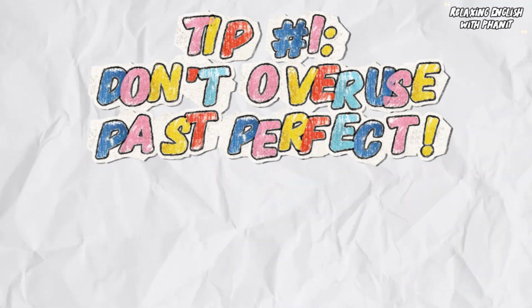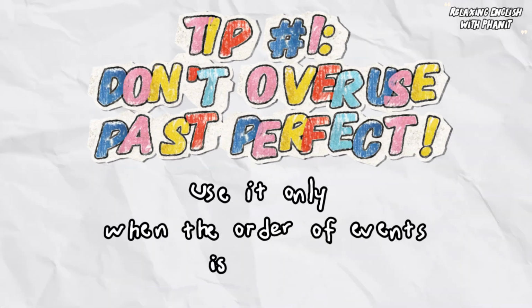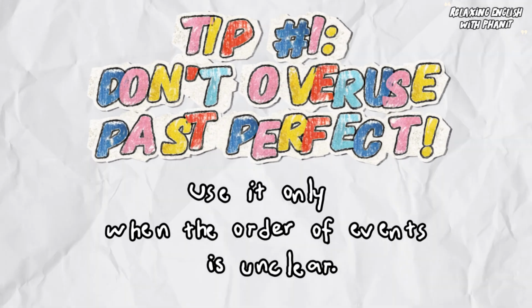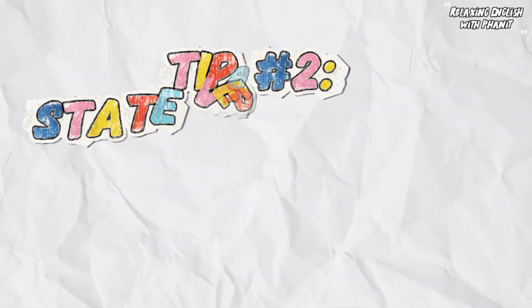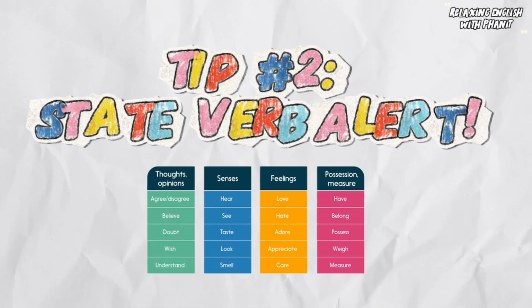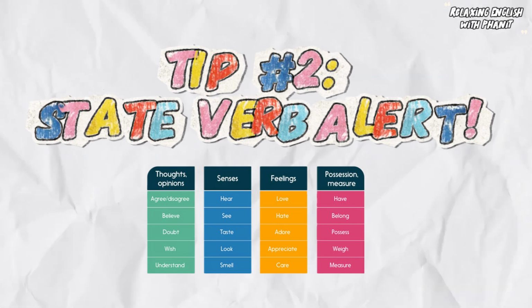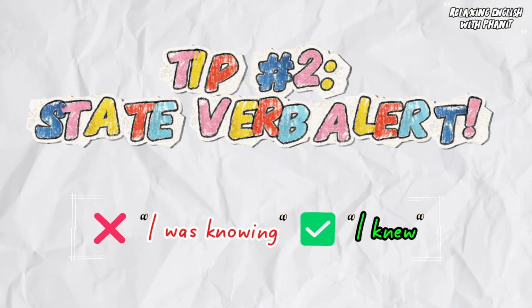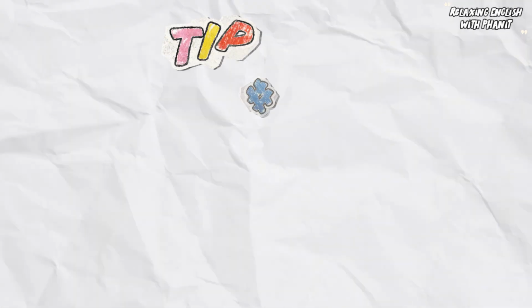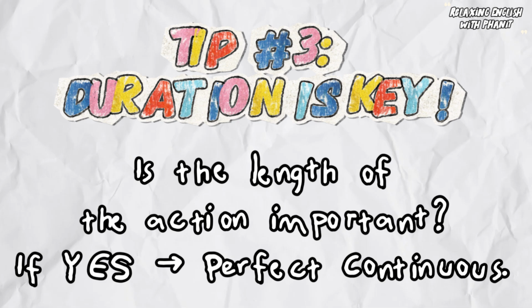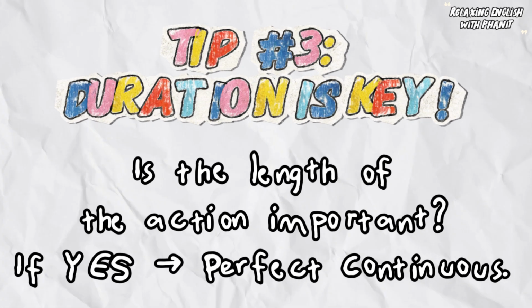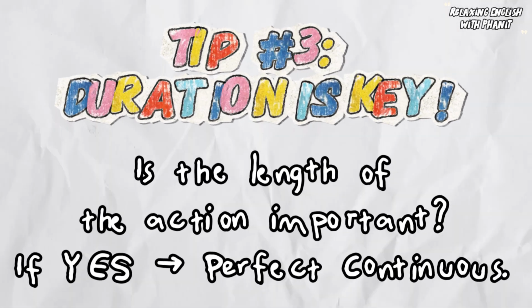First, don't overuse the past perfect. Only pull it out when you really need to clarify the order of events. Second, remember state verbs like know, believe, or own usually don't like continuous tenses. We say, I knew, not I was knowing. And third, ask yourself, is the duration of the action the main point? If yes, lean towards the perfect continuous.